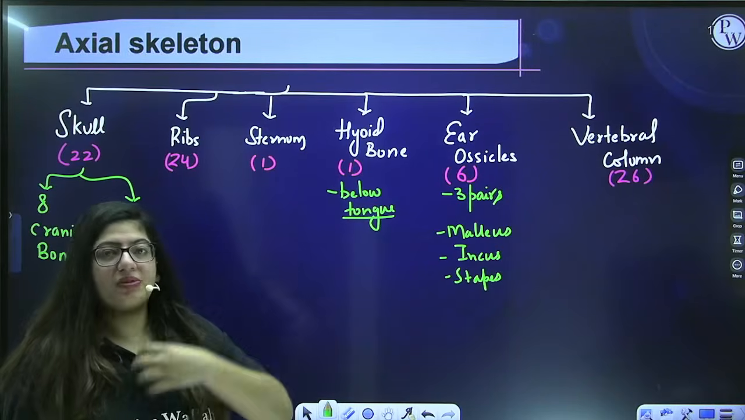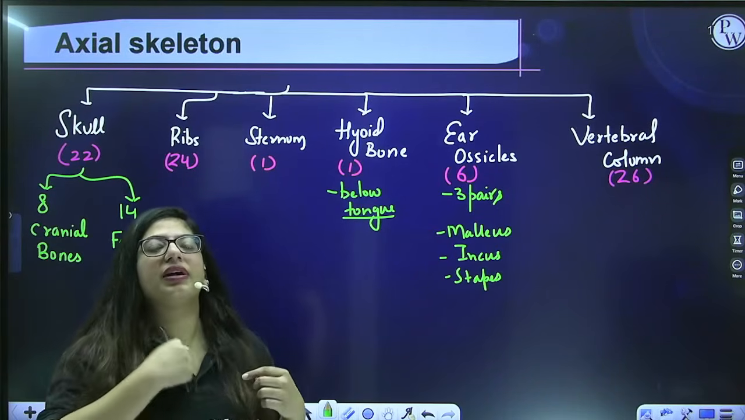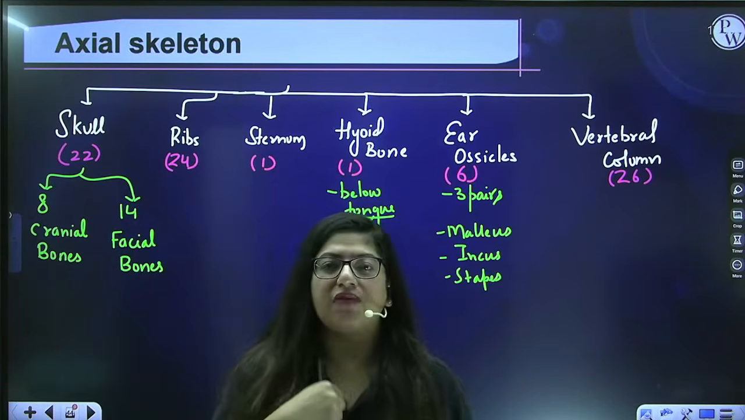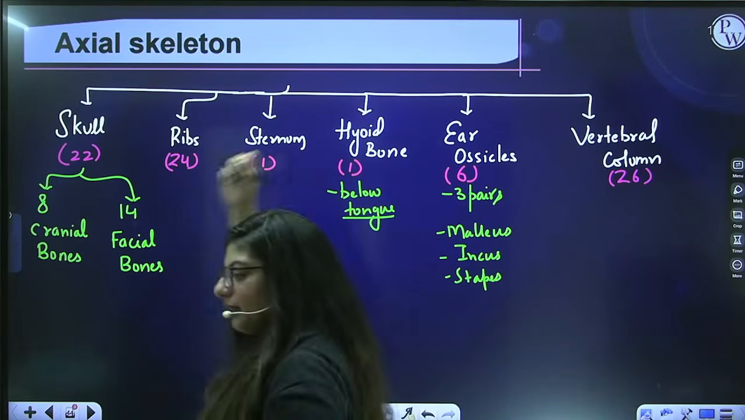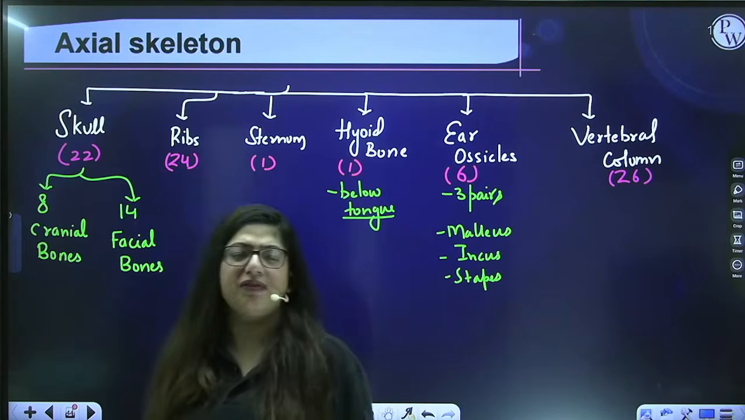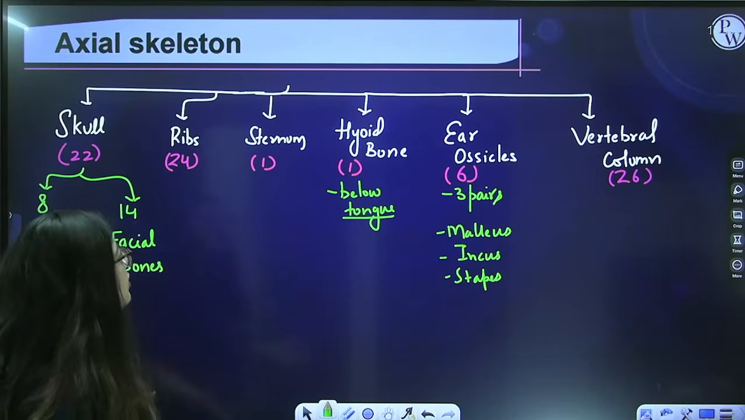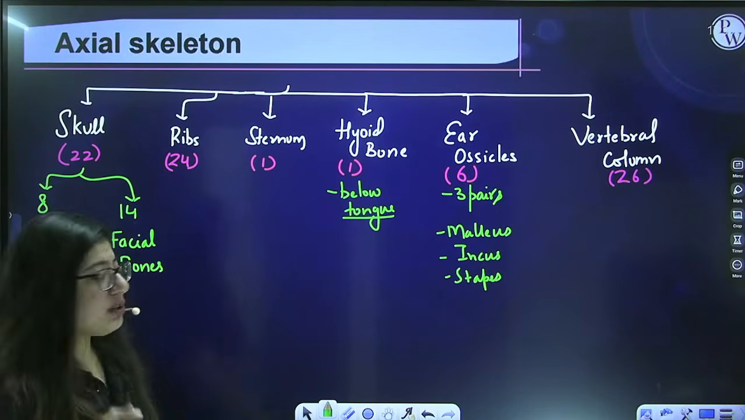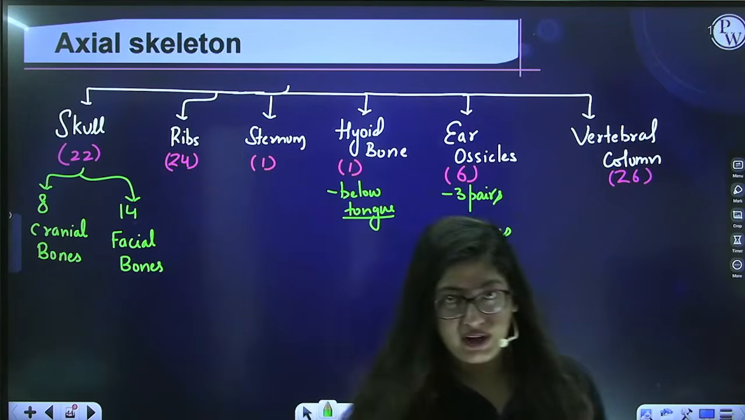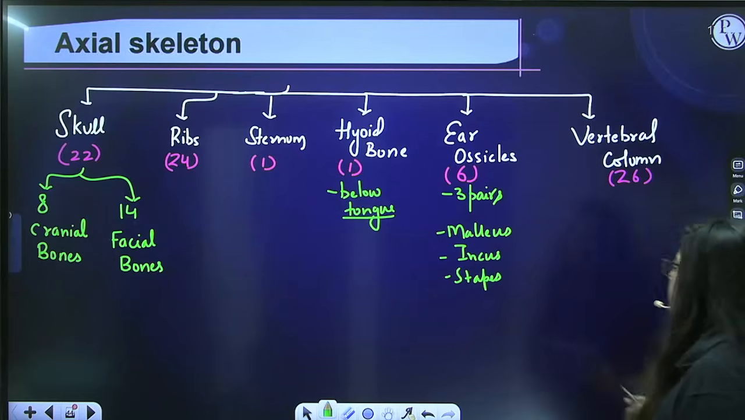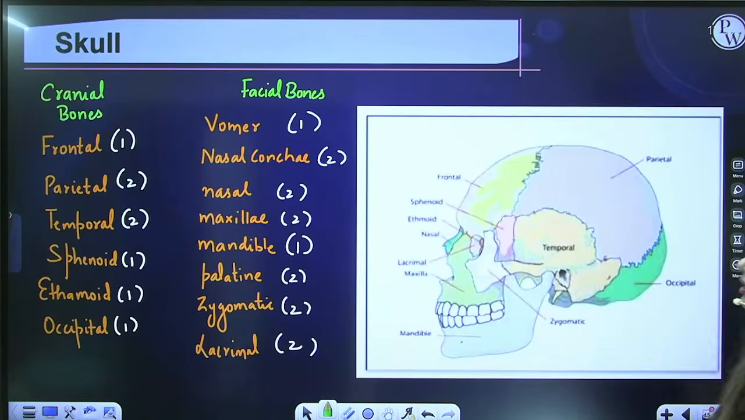Then come downward. Here in this portion, you have the sternum. You have a breastbone known as the sternum, and then on the rib cage you have ribs, and at the back you have the vertebral column. So the rib cage is formed by the ribs, sternum, and vertebral column. This we have already done in the chapter Breathing and Exchange of Gases also. Okay, all right. So let's get started with the skull.